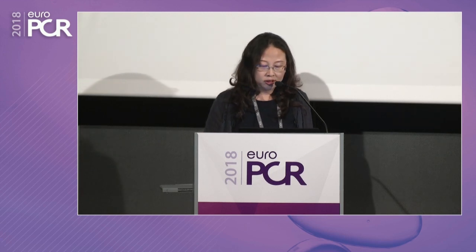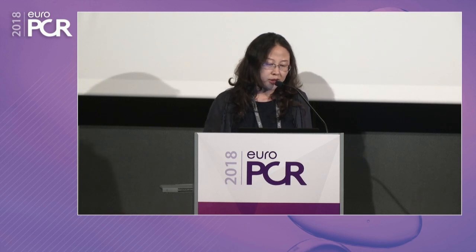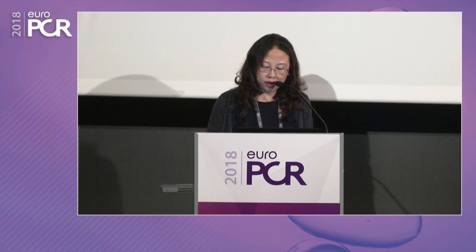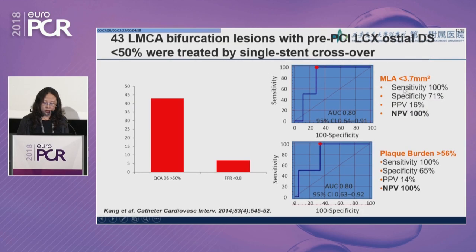Please go on. Okay. So according to this small Lifman IWAS trial, as you can see, MLA of circ less than 3.7 millimeter square, or plaque burden more than 56%, and when you do one stent crossover, you can get a FFR less than 0.8, but negative predictive value is 100. So we can understand this trial the other way. For this patient, even MLA was more than 3.7, but with very huge plaque burden at the ostial circ.